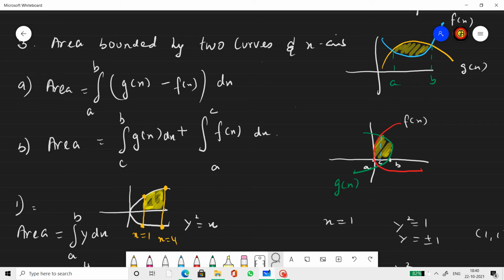The second type is when the area is bounded by two curves, but the curves look like this. Then you integrate one curve with limit a to c, then integrate the other curve with limit c to b. They come adjacent to each other, so we add the areas. The limits are identified by solving the equations.